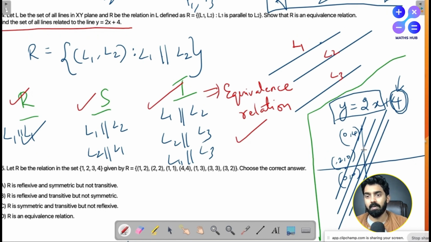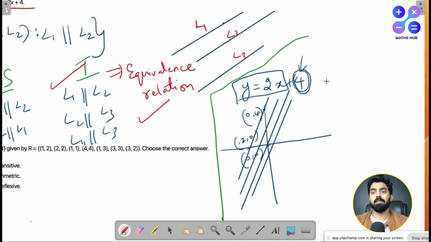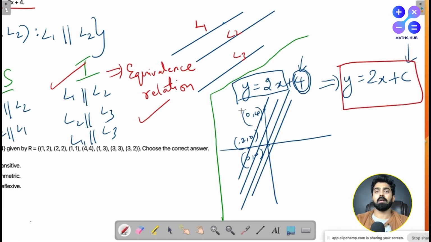It's shifted this way by 1, by 2, or whatever: minus 1, 1, 2, 3, anything. So any line which is parallel to that will always have the form y equals 2x plus c, where c is the constant, the y-intercept, right? So for any line parallel to a line of this nature, you just need to keep this term constant and vary this term, and that will give you all the lines which are parallel to that line.